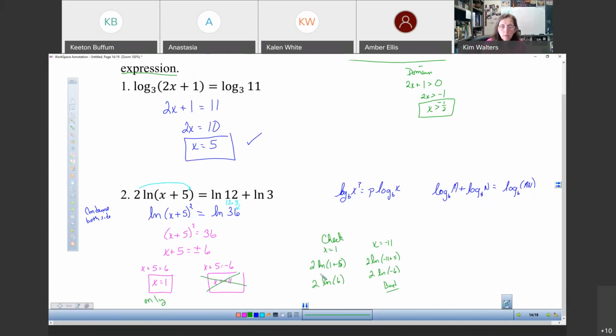Okay, in terms of checking your domain to begin with, the domain for the expressions in this equation says that x plus 5 has to be greater than 0, therefore x must be greater than negative 5. And if x is greater than negative 5, that gets rid of this negative 11. 1 is, but negative 11 is not. I personally think checking the domain first is easier, but it's up to you. But you do have to check that, okay?